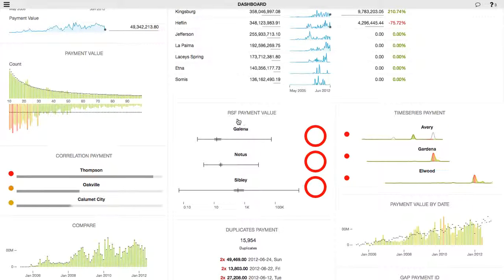So the relative size factor is calculated by dividing the largest payment found for each vendor by the average payment of that vendor. And in the RSF tile, in the dashboard, vendors with the highest RSF values will be displayed along with a color-coded wheel depicting the magnitude of the value. The more red it is, the higher the RSF factor is. So this color ranges from green to red.